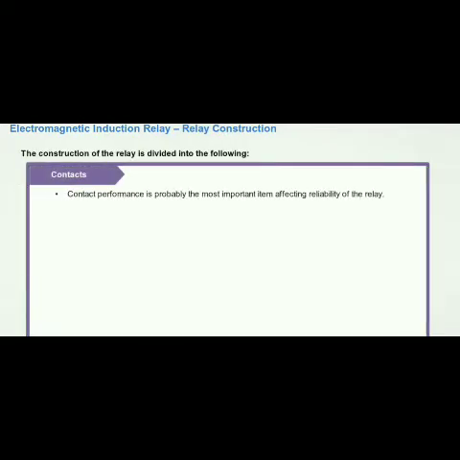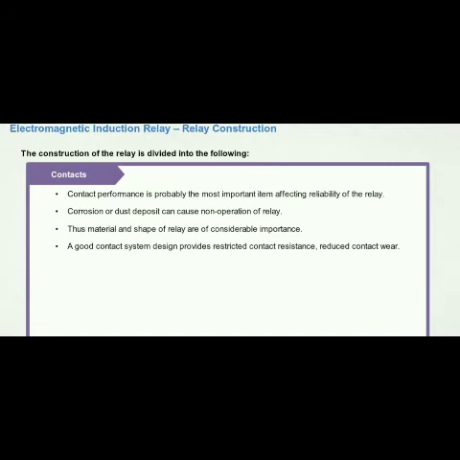Contacts. Contact performance is probably the most important item affecting reliability of the relay. Thus, material and shape of relay contacts are of considerable importance. A good contact system design provides restricted contact resistance and reduced contact wear. The contact materials used are gold, gold alloy, platinum, palladium and silver.